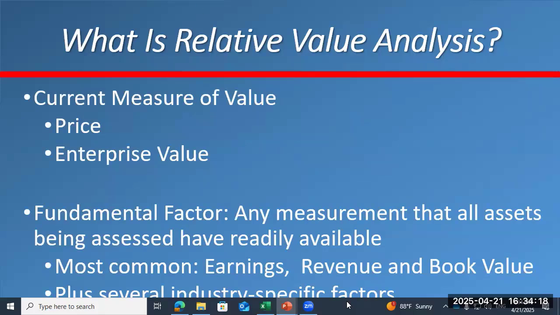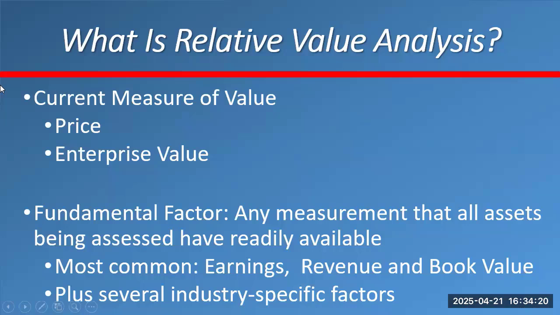So let's look at this looking at real estate. But before we do that, here's the list. I forgot this slide was in there. So two measures of value, price and enterprise value. Enterprise value is market value plus the debt of the firm, so it includes the debt of the firm, right? Fundamental factors, there's a bunch of them, but they're usually earnings-based, revenue-based, and book value-based, but they don't have to be.